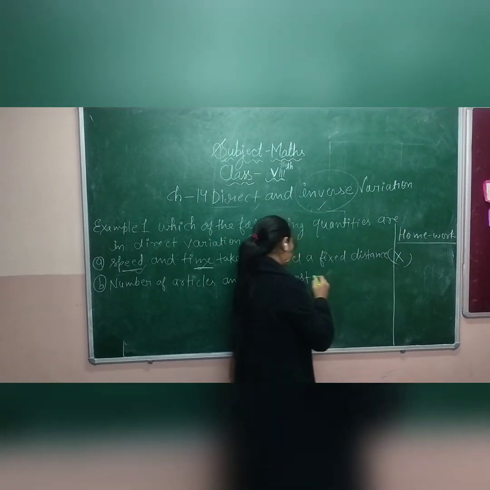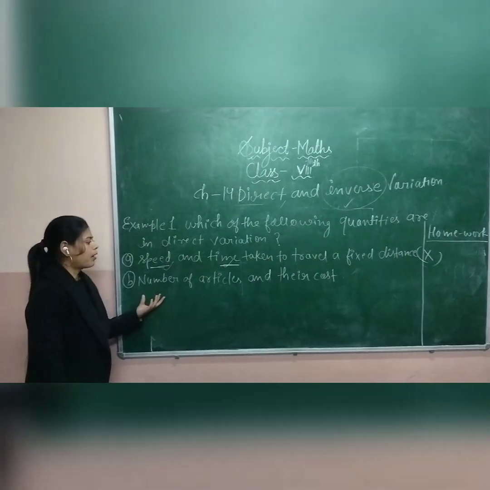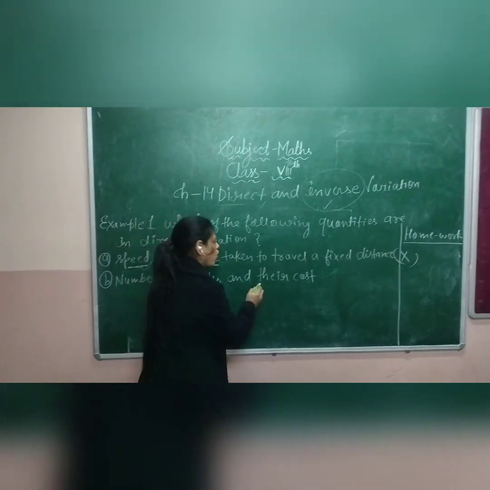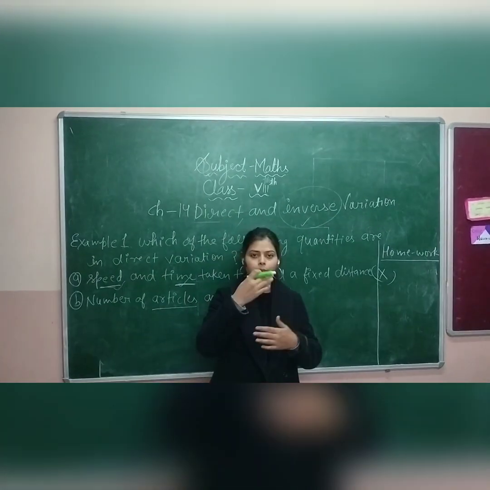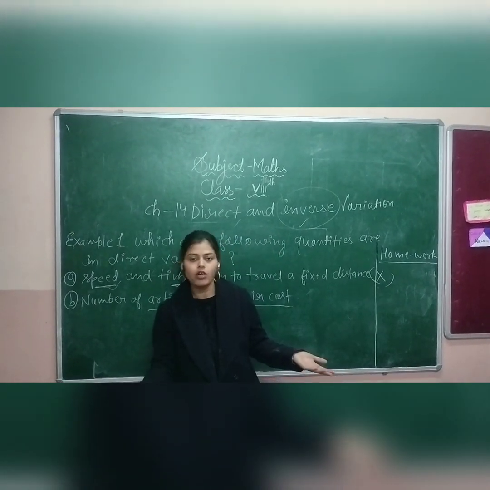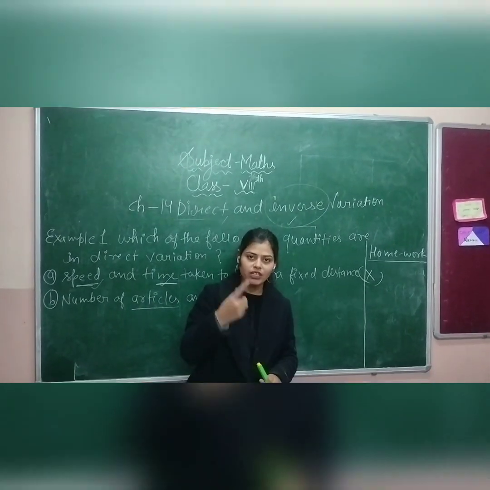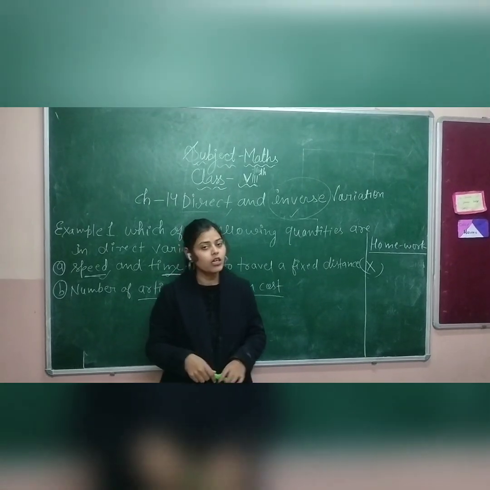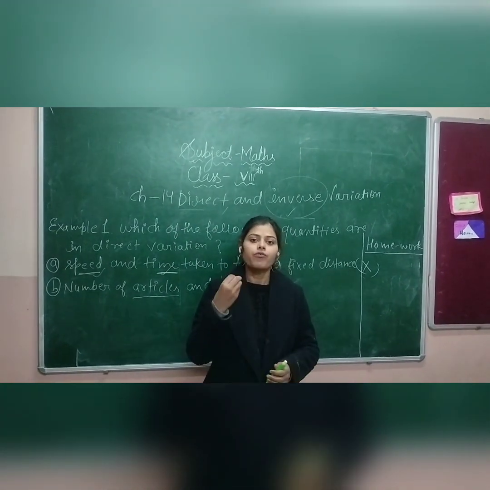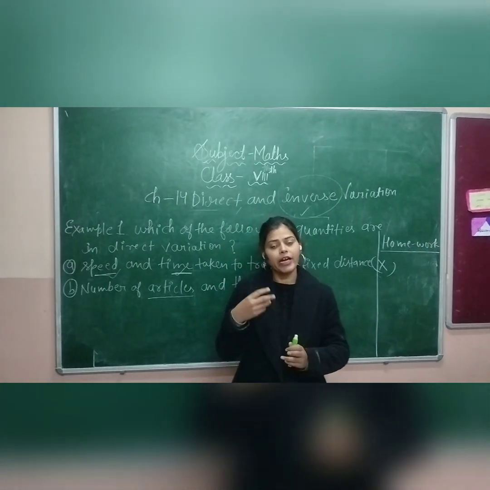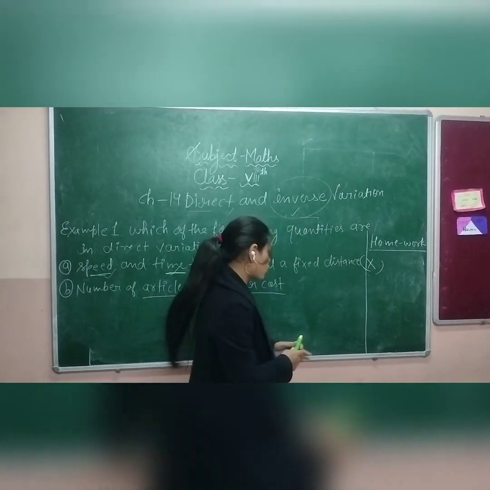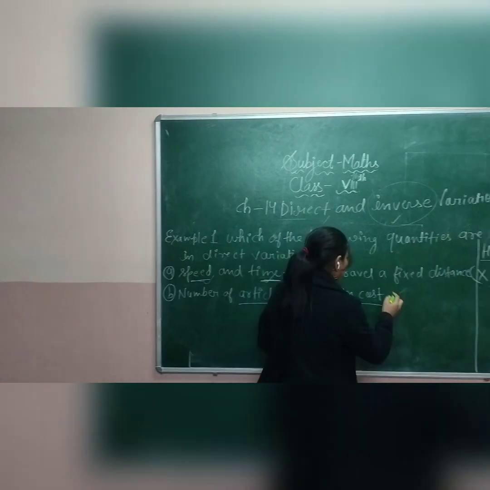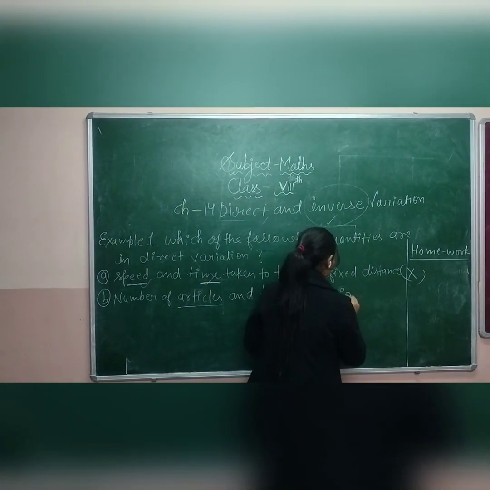Now come to the next example, number of articles and their cost. As we know, when you increase the number of articles, the cost will also increase. Suppose you buy 1 kg of sugar at 50 rupees per kg, and you buy 2 kg, so automatically the price will double. So it is an example of direct variation.